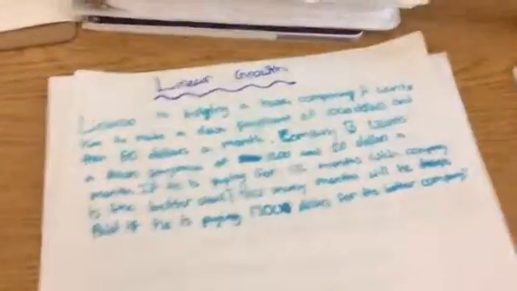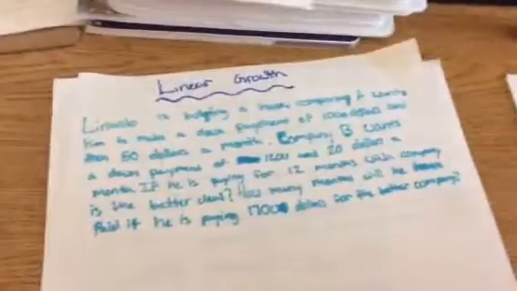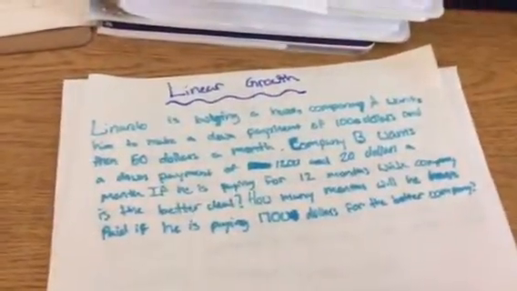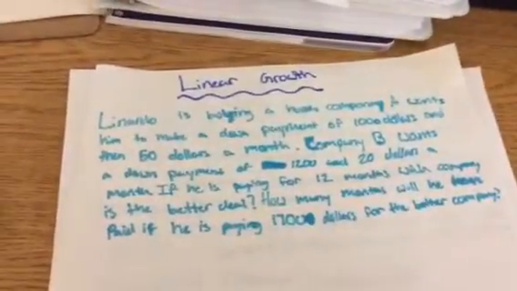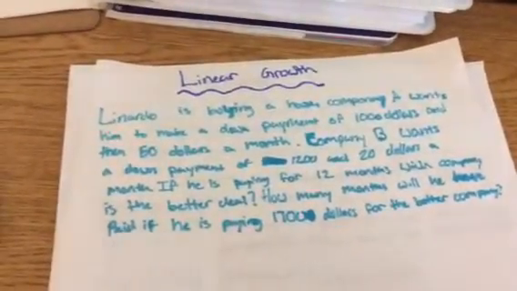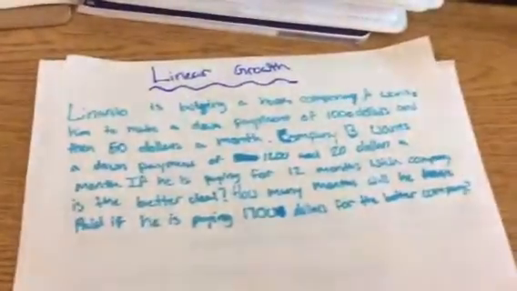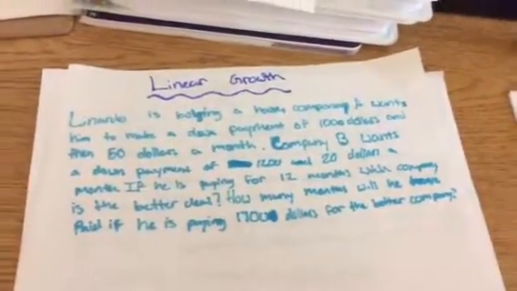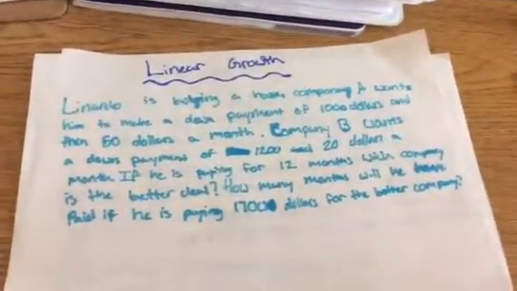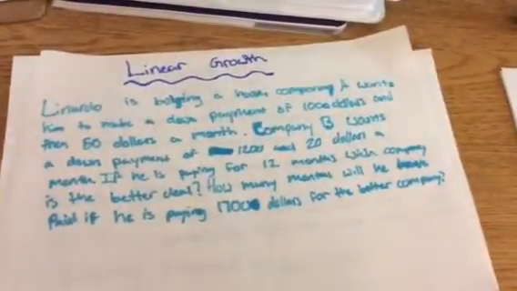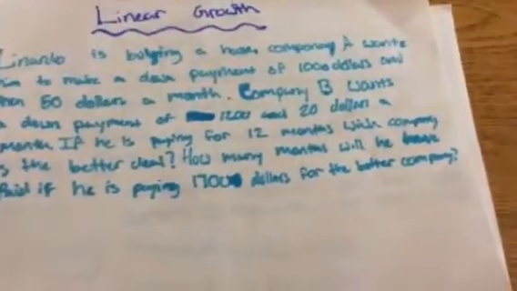Okay, well first we have a linear growth. Leonardo is buying a house. Company A wants him to put a down payment of $1,000 and then $50 a month. Company B wants a down payment of $1,220 a month. If he is going to pay for 12 months, which is the better deal? And how many months will he have paid for if he's paying $1,700 for the better company?